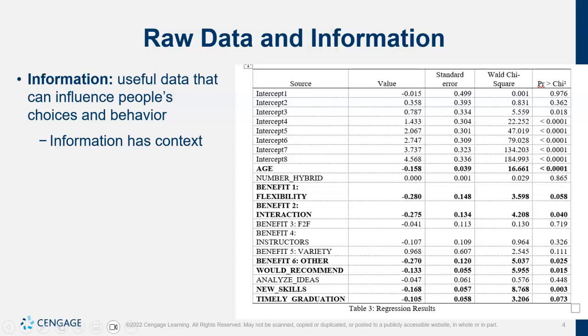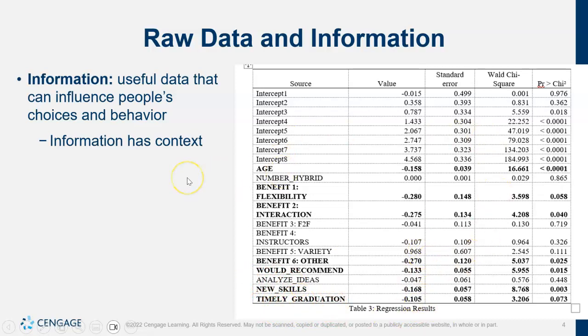What these tests found is that age predicts a preference for hybrid learning. And the benefits that people like about it are flexibility, the interaction, the new skills they're getting, and the fact that they can graduate in a timely manner.